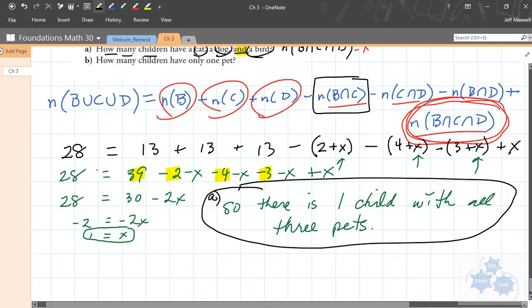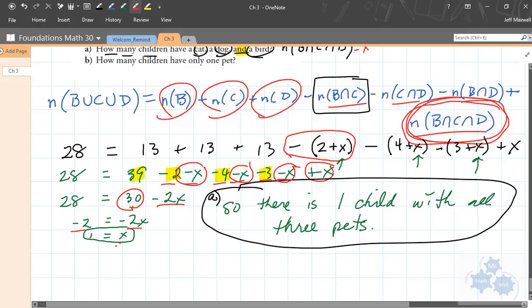Now, I don't know if I need to go over this or not, but one tricky thing you want to make sure that you understand is that when we subtract more than one term, that negative sign has to distribute. So we're actually subtracting 2 and we're subtracting x. That's why I have minus 2 minus x, and for all three of these: minus 4 minus x, minus 3 minus x. So I highlighted the numbers. 39 minus 2 is 37, minus 4 is 33, minus 3 is 30. And then we have negative 1x, negative 2x, negative 3x, plus 1x is negative 2x. Subtract 30 from both sides, you get negative 2 equals negative 2x, x equals 1.